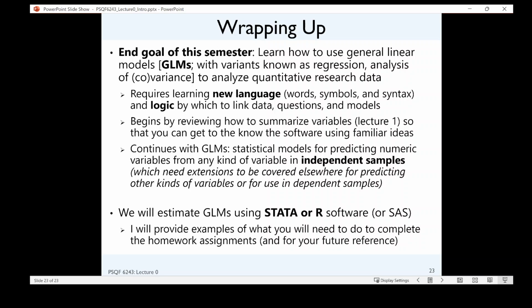And we are going to be using Stata or R, and I will help you as much as I can to avoid having to fight with software, because that really isn't the point of the class. The point is to be able to start doing your own data analyses.